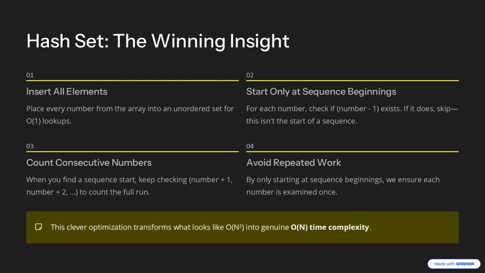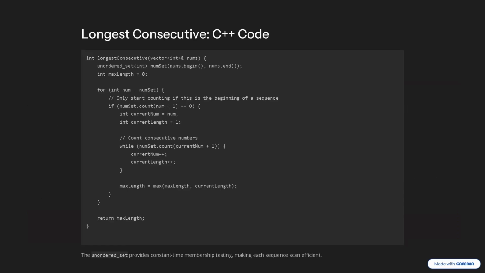The hashing insight is clever. We insert all numbers into a hash set. Then we only start counting a sequence when the previous number does not exist. This guarantees each number is processed once. In C++, we use an unordered_set. For each number, if number minus 1 does not exist, we expand forward. We count how long the sequence continues. This gives an O(n) solution.